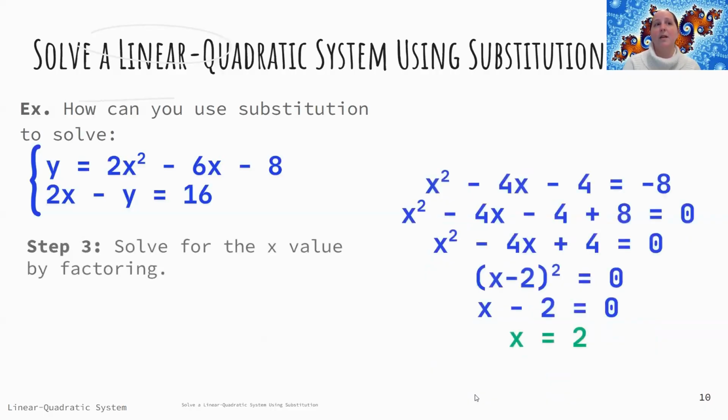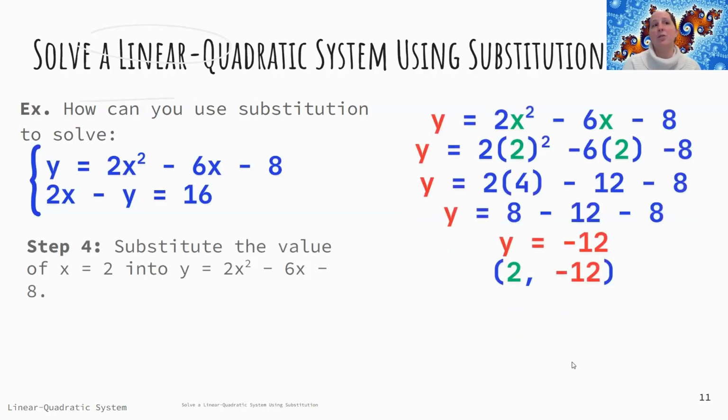Then I can continue solving for the x value by factoring. So I have x squared minus 4x minus 4 equals negative 8. I move the negative 8 to the other side: x squared minus 4x minus 4 plus 8. That combines to give me a positive 4. Well, that's the same as x minus 2 squared. It's a perfect square trinomial. So I get x minus 2 equals 0. So my x equals 2.